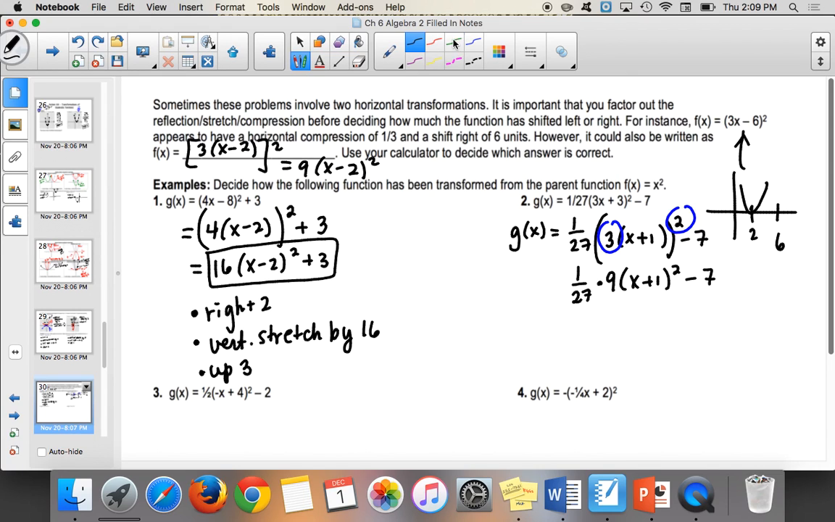And then I'm going to clean it up a little bit. I don't like having the 1/27 and the 9. So what could I write there? 1/3, yeah. So I'm going to say 1/3 times x plus 1 squared minus 7.